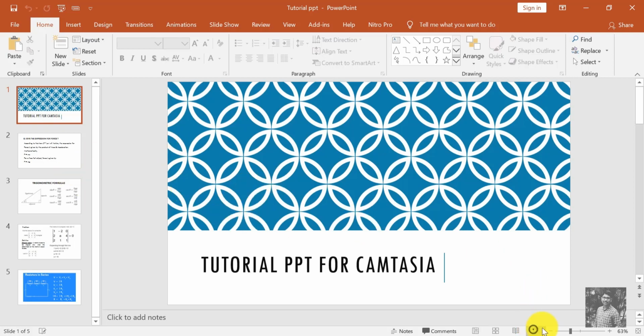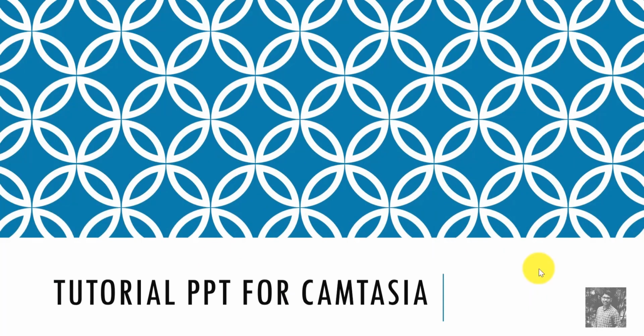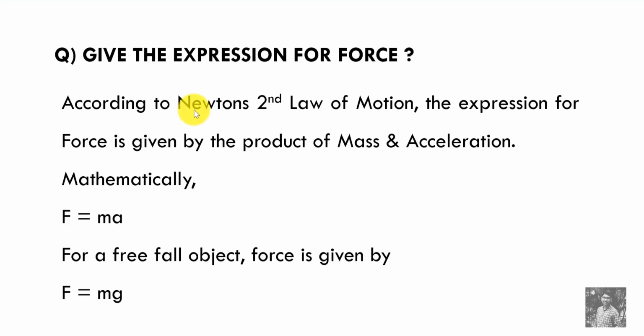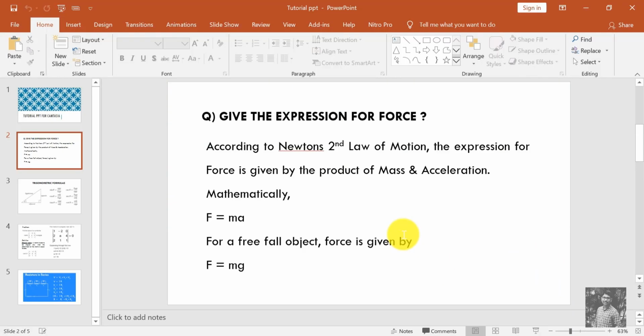So I'm going to slideshow mode. Everything is being recorded. You can explain the first slide, you can explain the second slide. So again, Newton's second law, it is F equals to ma, will be explaining, and I'm going to stop it. Okay, I'm going to stop it. So I'm just clicking on escape.